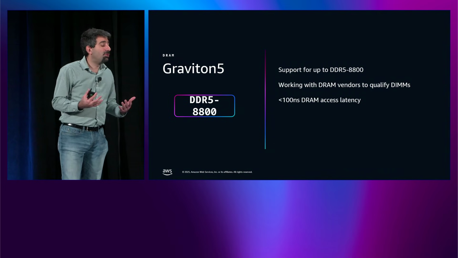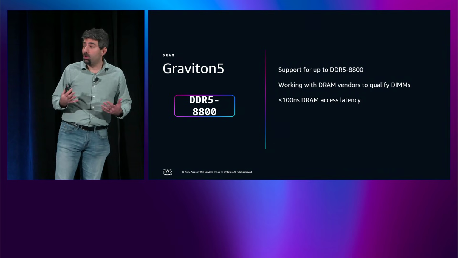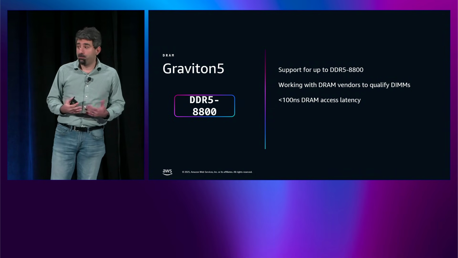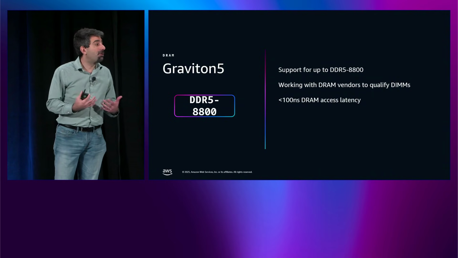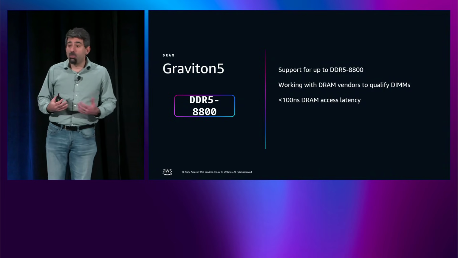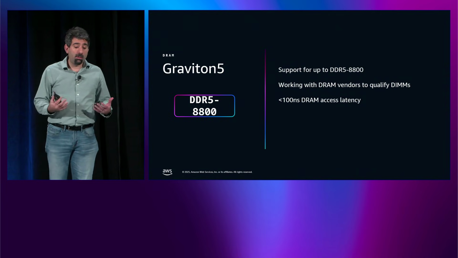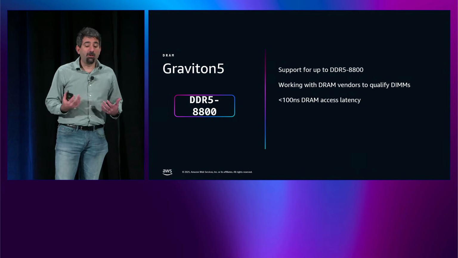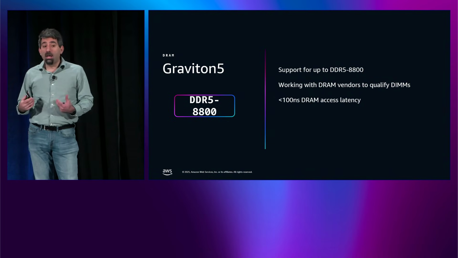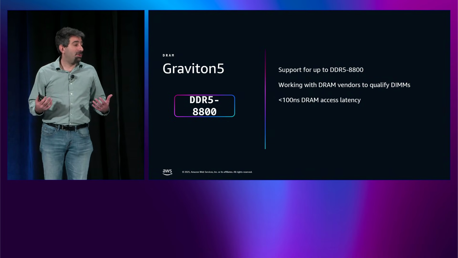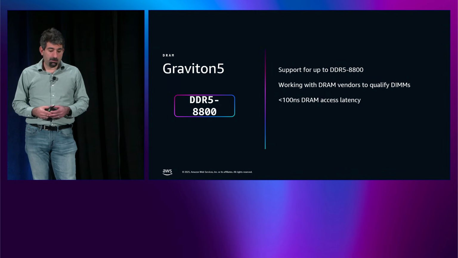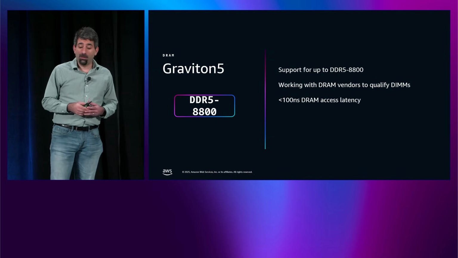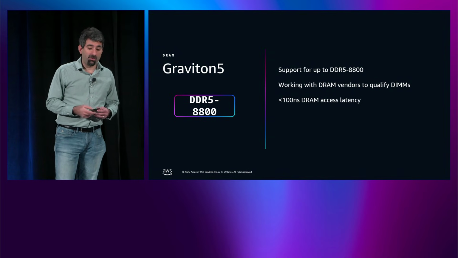With Graviton, over the years, we've also led with DDR. Graviton 2 was the first system we had in our fleet with DDR4 3200. Graviton 5 was one of the first servers with DDR5. With Graviton 4, we pushed DDR frequencies, and we're doing that again with Graviton 5. The Graviton 5 CPU supports up to DDR5 8800, and we're working with DRAM vendors to help them qualify DIMMs at those frequencies so that we can use them. In addition, we've worked to reduce memory latency. We've reduced it by about 15% to less than 100 nanoseconds versus Graviton 4.